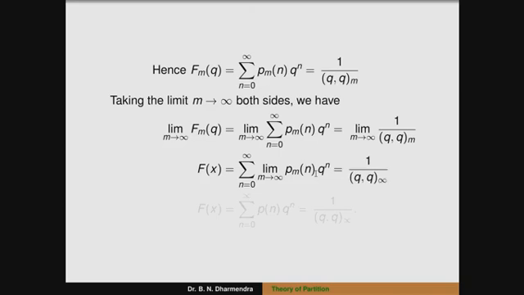Or it can be written as the value that becomes p(n) into q to the power of n. Therefore f(q) is equal to the series from n equals 0 to infinity of p(n) q to the power of n, which is equal to 1 divided by (q;q) infinity. This result is proved by Euler. Hence the theorem.